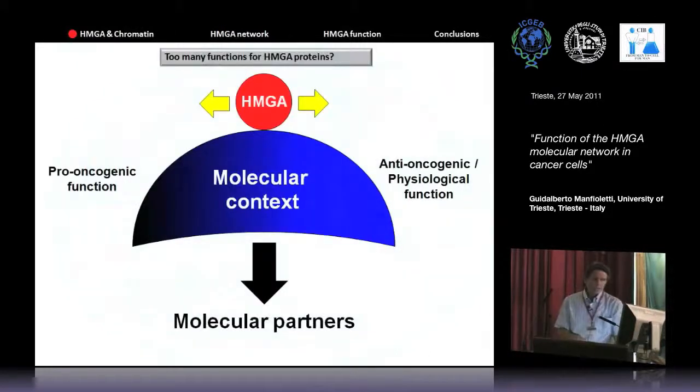So apparently, HMGA perform different functions within the cells. They can have either a pro-oncogenic or an anti-oncogenic function. That depends essentially on the molecular context where they are expressed. So it is crucial for understanding the function of these proteins to identify the molecular partners.